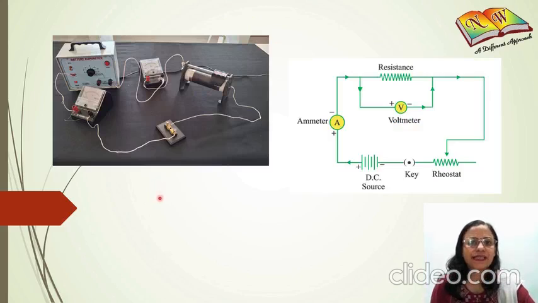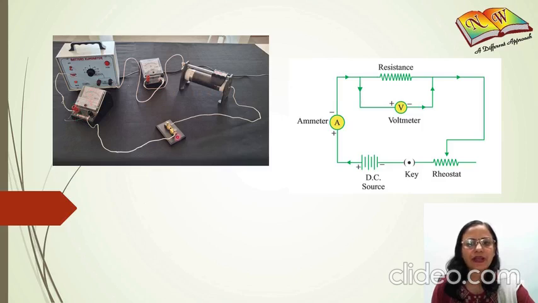So we will first set up the circuit as you can see here. The resistance wire is to be placed in parallel with the voltmeter. You can see this small wire here, this is the resistance wire, and this is a voltmeter which have been put in parallel.